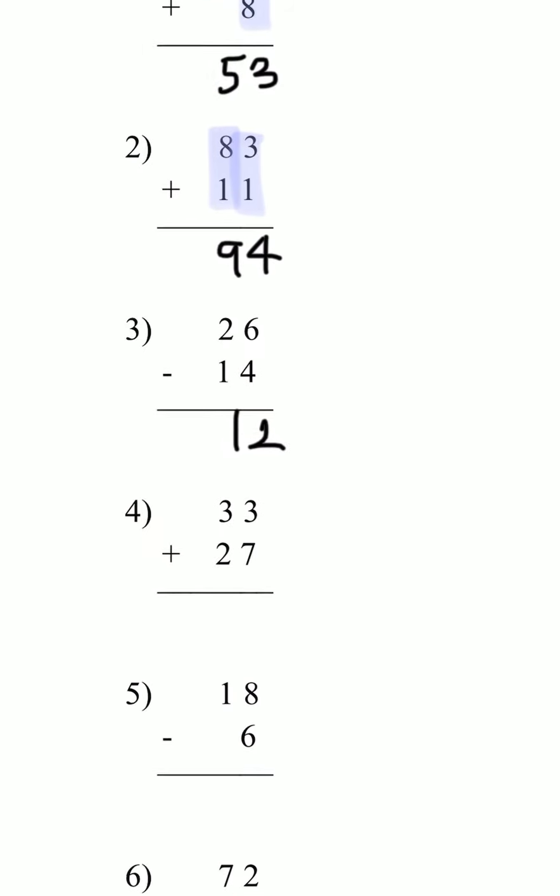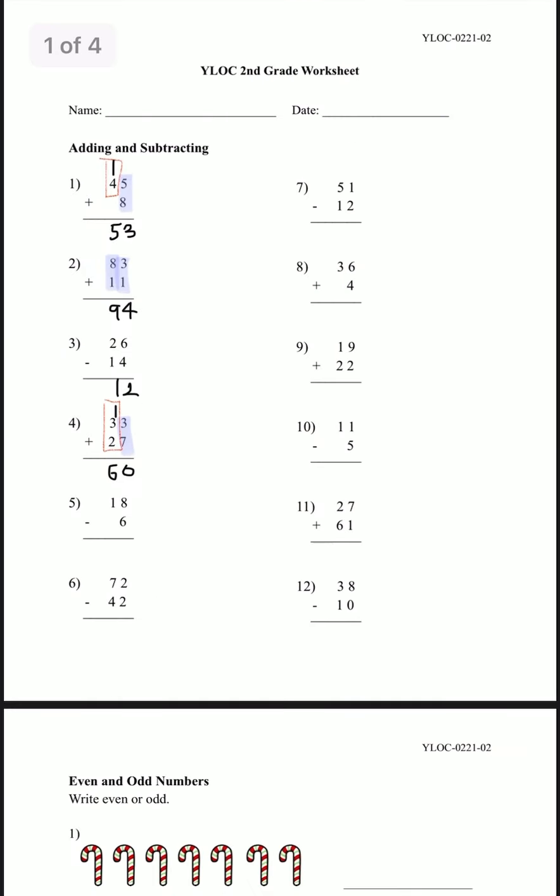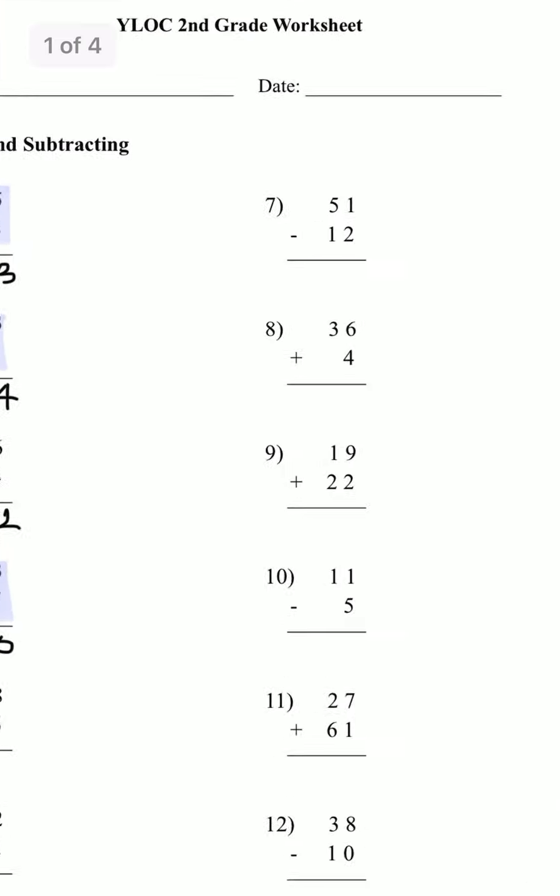And number 4, 33 plus 27. 3 plus 7 is going to be 10. So we write the 0, and we put the 1 on top. That makes it 10, right? 1, 0. And we're going to add the tens. So 1 plus 3 is 4. 4 plus 2 is 6. The answer is 60.